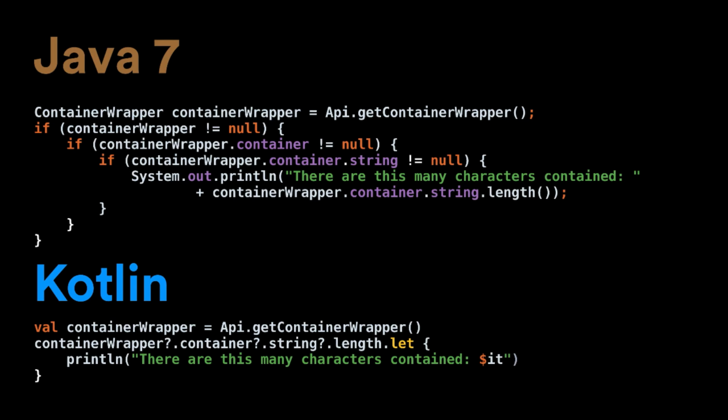And if any one of those things in that chain from container wrapper to container to string is null, it will just be null, and it won't run that let block. Sort of like a guard statement in Swift. Yeah, so the type system either explicitly declares a bang or a question mark to say whether it is always non-null or maybe not.